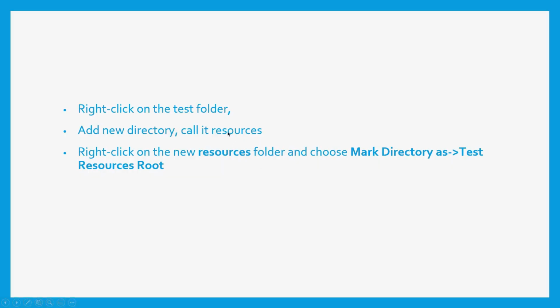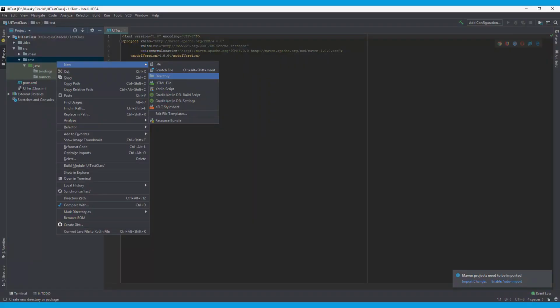Then the next thing you need to do is right click on the test folder and create a new directory. You call that directory resources, and you mark that directory as your test resource root. I'll just quickly show you that.